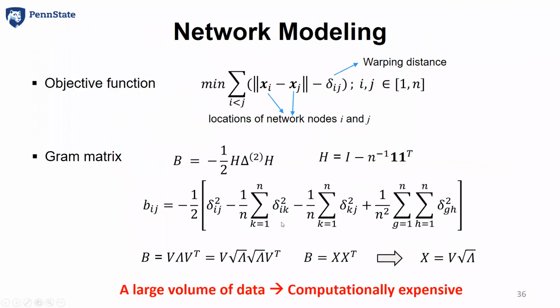So let me give you a brief idea of how to do the network modeling. Here, this is the warping distance, the similarity between two profiles, and this is the location of network nodes i and j. So if you are going to do a network representation of machine signals or signatures, you want to minimize the difference: the distance between the network nodes should match the distance between the power signal profiles.